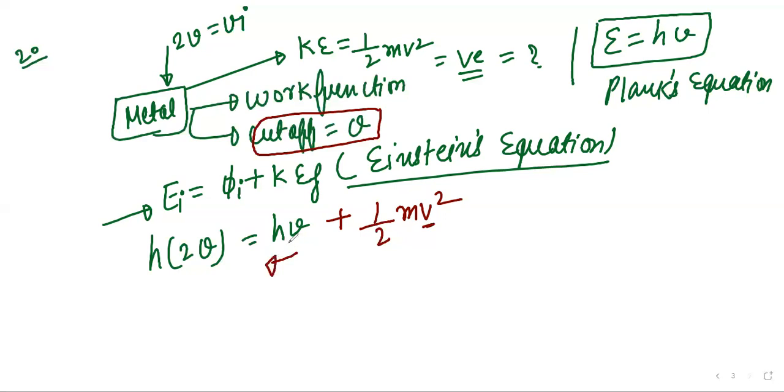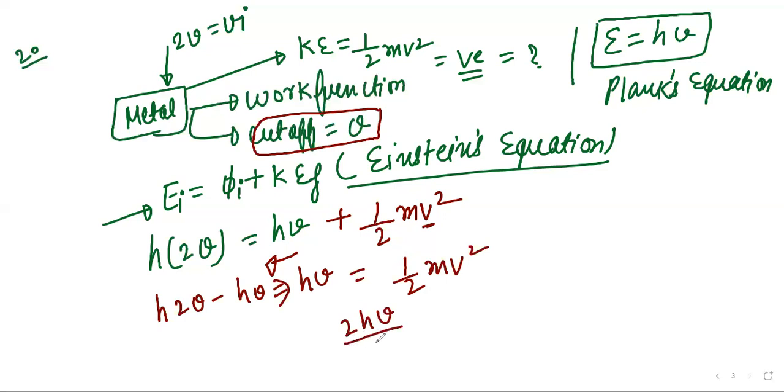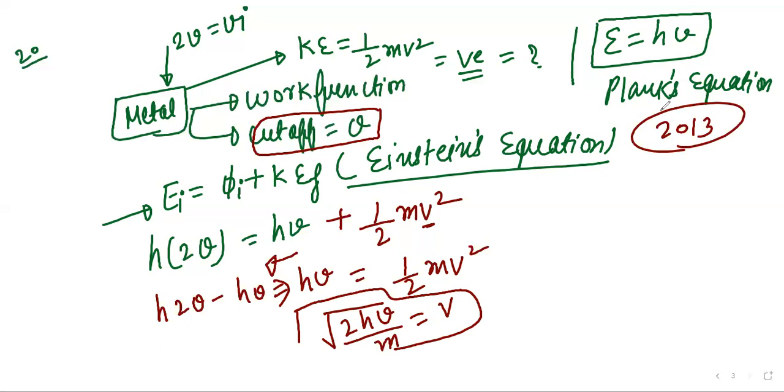So take this part on the left. It will be h 2 mu minus h mu. Subtract, then you will get h mu. Understood? Equal to 1 upon 2 m v square. Then it will be 2h mu divided by m, equal to v under root. This will be the velocity formula, right? With which the electron will be coming out. So write this proof. This question was asked in 2013. Write it down first.